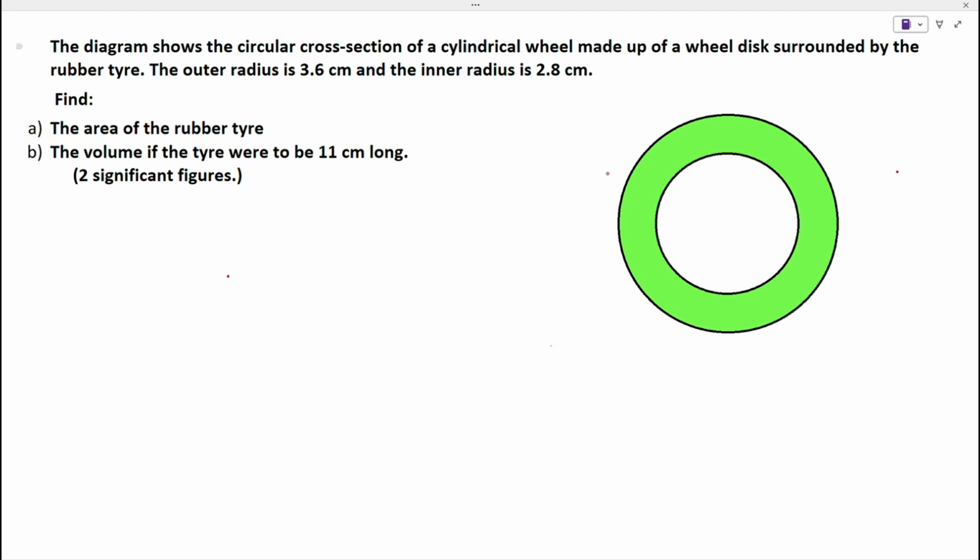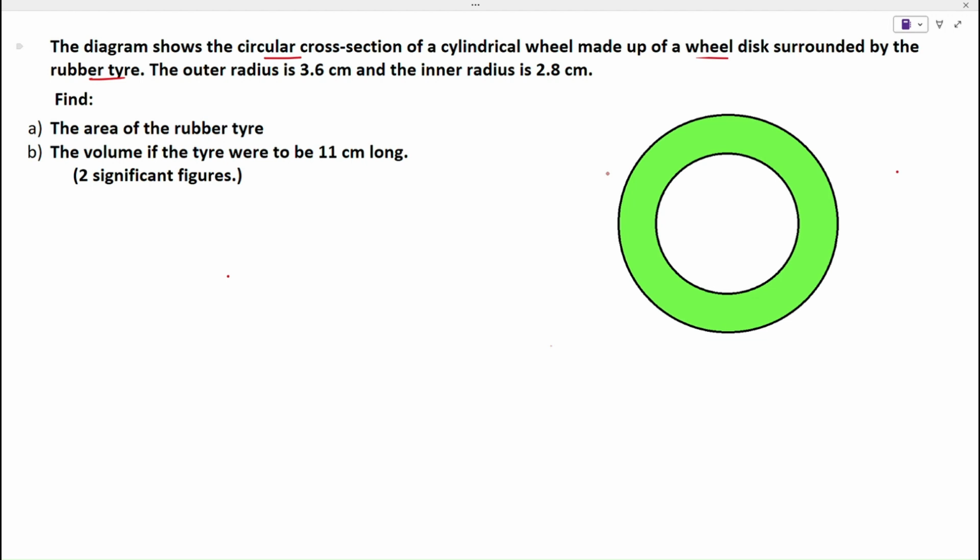The diagram shows the circular cross-section of a cylindrical wheel made up of a wheel disc surrounded by the rubber tire. The outer radius is 3.6 centimeters and the inner radius is 2.8 centimeters. So the two parts of our question is find the area of the rubber tire and find the volume if the tire were to be 11 centimeters long. And we give this answer to two significant figures.